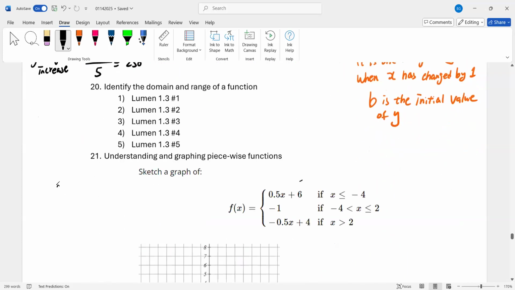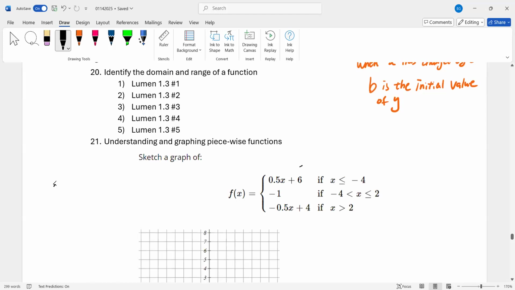Now we're going to start Section 1.4. Section 1.4 is about the domain and range of a function. At the very beginning of the class, I started with the definition of a relation, right? Do you guys remember what a relation is? A relation is a set of ordered pairs. Anything that can be written as a set of ordered pairs is a relation. A relation has a domain and range.